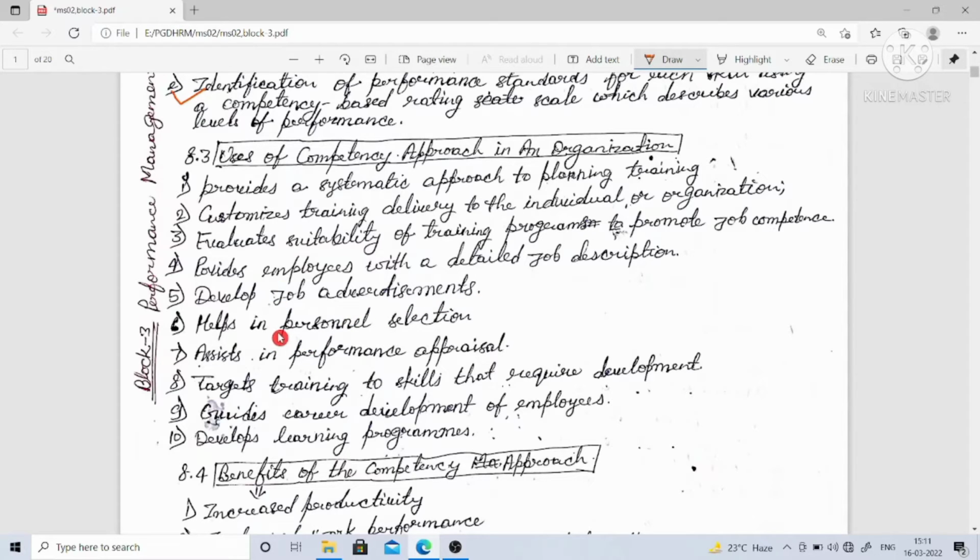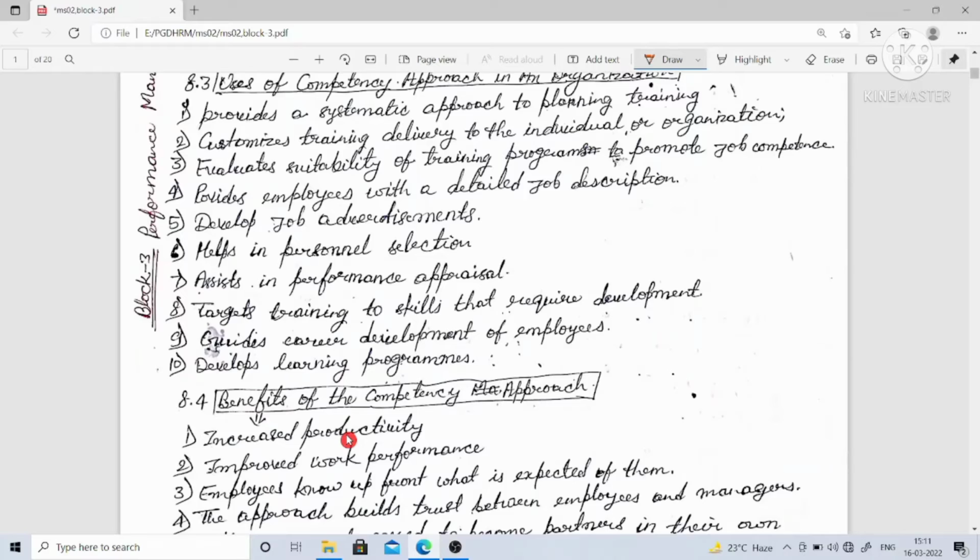Competency approach helps in personnel selection. It assists in performance appraisal. It also targets training to skills that require development. So the competency approach guides career development of employees, and lastly develops learning programs. So these are the uses of the competency approach in an organization.